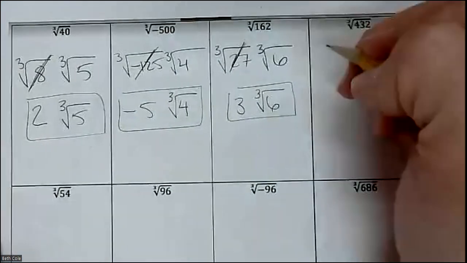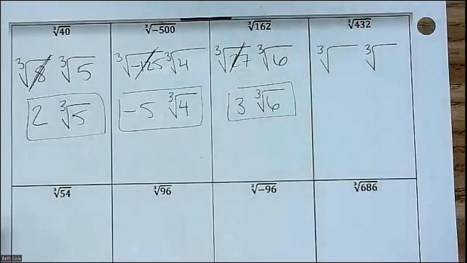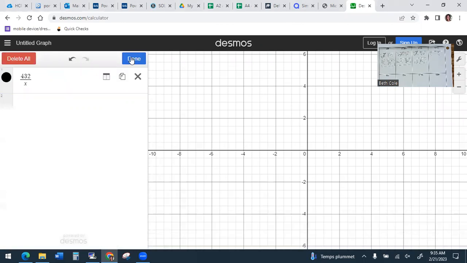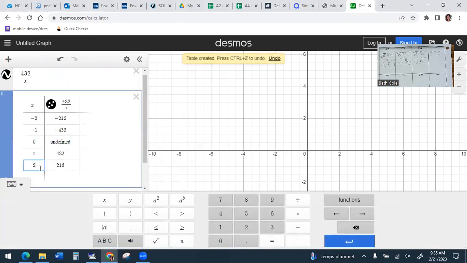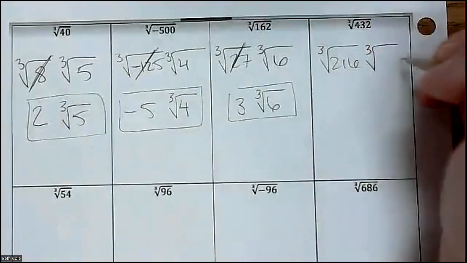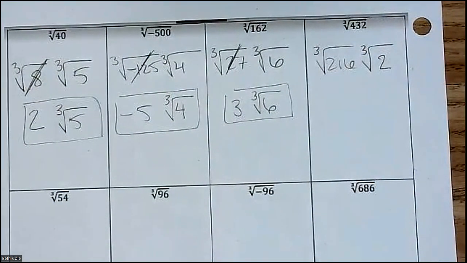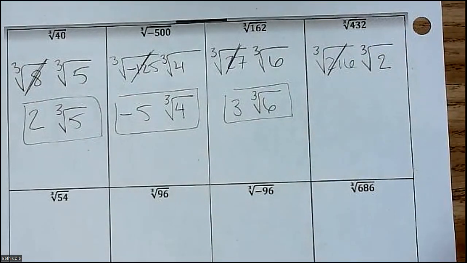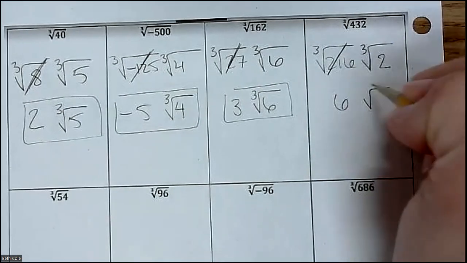Can everybody go into their calculator and type 432 divided by X? I'm going to do it too. And unless you know all the numbers that go into 432, you're going to need to type it in. Go to the gear, go to the table. Oh, actually, you don't need to hit enter. I see it already. Do you see 216 right there and 2? Okay, cool. 216 and 2. So what is your cube root of 216? 6. And then cube root of 2 is left over.